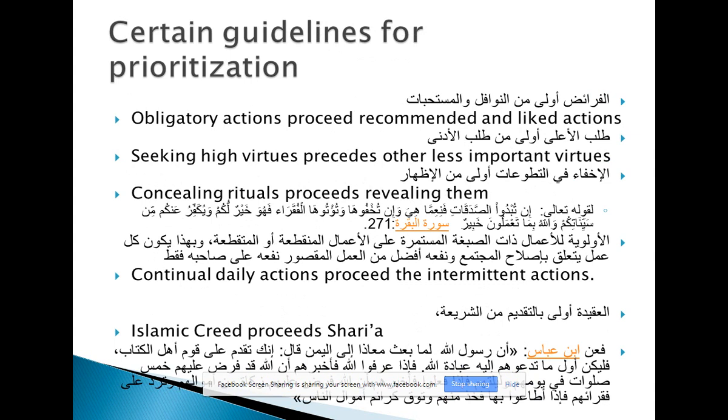Islamic creed precedes Sharia. This is a very important thing. When we say Sharia here, we're actually talking about actions and rulings.